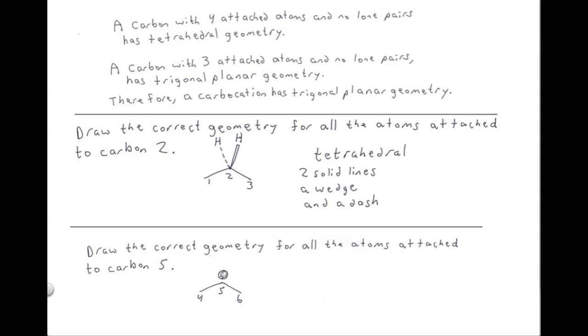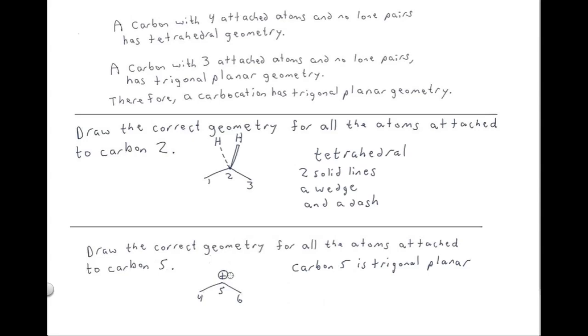Now, carbon 5 is a carbocation, and we've learned that that is trigonal planar geometry. We want to show all the attached atoms. Well, the other attached atom here is one hidden hydrogen. Remember, a carbocation with an incomplete octet has 3 attached atoms. So there's one hidden hydrogen here.